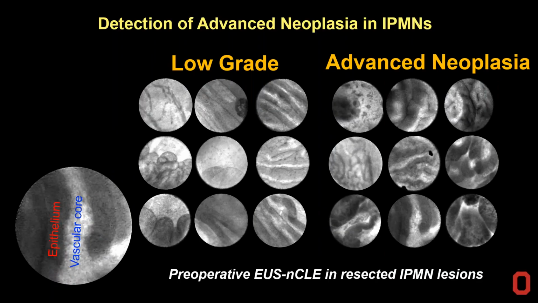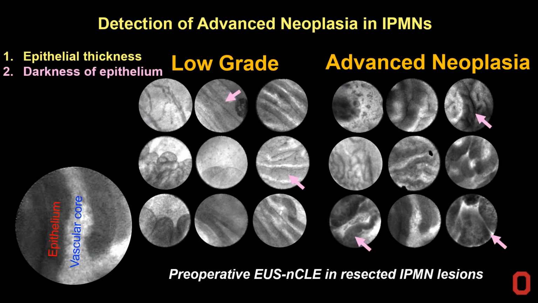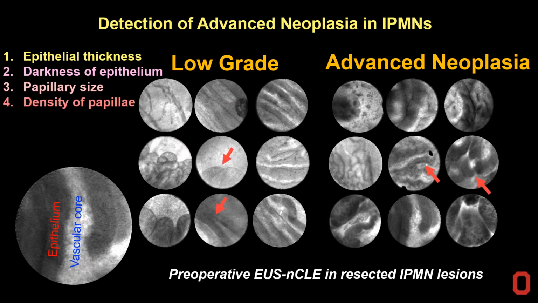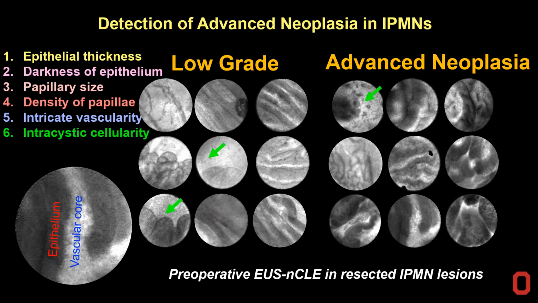So initially we looked at multiple variables which could predict advanced neoplasia with either high-grade dysplasia or adenocarcinoma in IPMNs. On the left, you have resected cases of low-grade dysplasia. On the right, you have resected cases of advanced neoplasia. And we identified multiple variables: epithelial thickness, which we talked about, darkness of the epithelium, increased papillary size, increased density of papillae, intricate vascularity. There is neovascularization as the dysplasia progresses. And finally, in rare cases, you may see large cells with prominent nuclei, which are basically malignant cells.